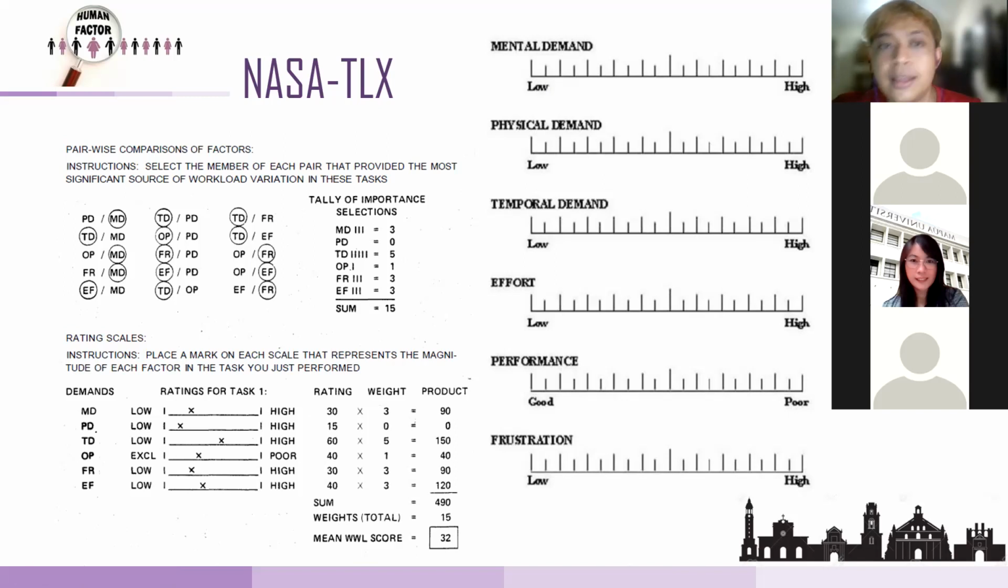The NASA TLX, and how the weighting of the NASA TLX works. It consists of these 6 dimensions: mental demand, physical demand, temporal demand, effort, performance, and also frustration. This is actually the way.